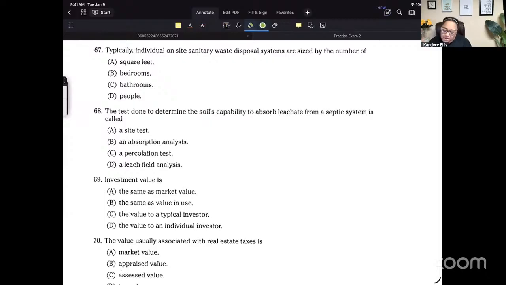67. Typically, individual on-site sanitary waste disposal systems are sized by the number of... So typically, individual on-site sanitary waste disposal systems are sized by the number of, is it square feet, bedrooms, bathrooms, or people? What do we have?